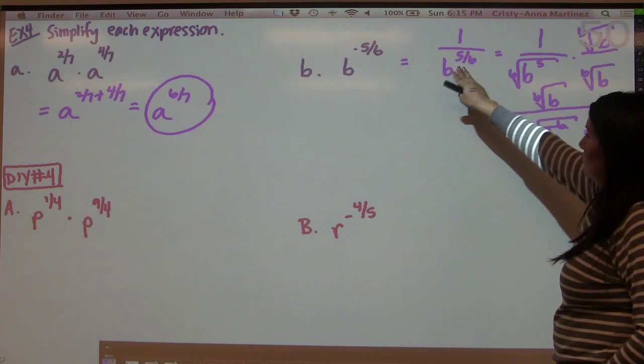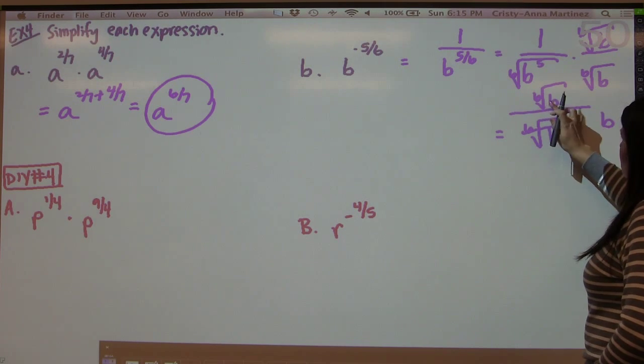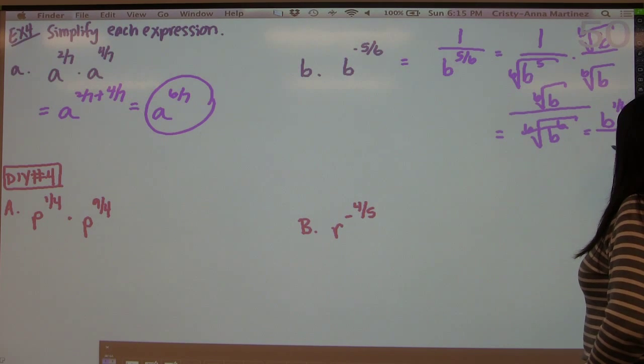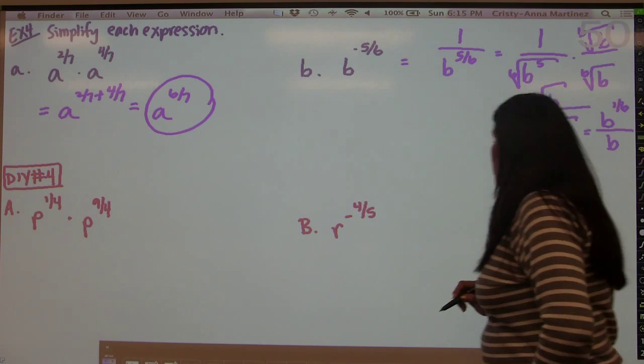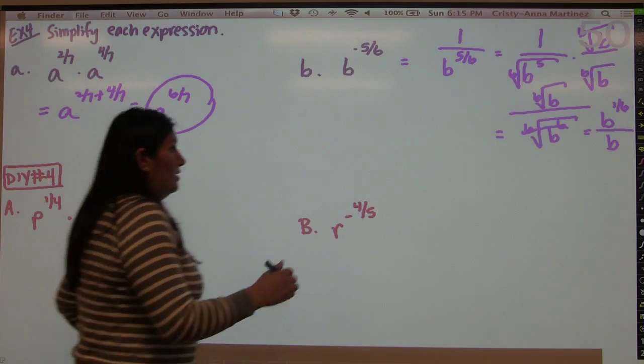I'm going to go back to the fractional notation, or the rational notation, sorry. So the 6th root of b is b to the 1/6 power. And on the bottom, you just get b to the 1 power. All right, so b to the 1/6 power over b is our final answer.